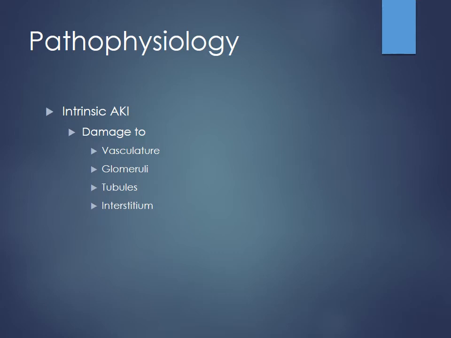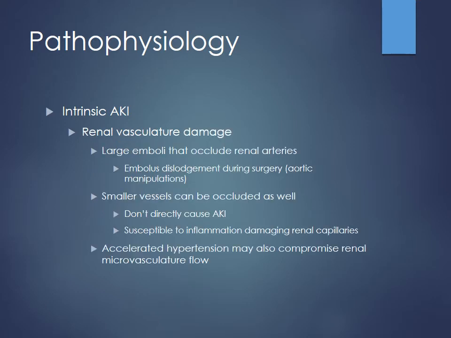So looking at intrinsic kidney injury, this is going to be damage either to the vasculature in the kidneys, the glomeruli, the tubules, or the interstitium. Usually things that you can see causes for this include things like embolus dislodgement, especially during surgery. That can be one possible cause. Smaller vessels can also be occluded as well. We can see some issues, especially with rapidly elevated blood pressure, which can affect the microvasculature. So any of these things blocking blood flow can lead to that kind of ischemic insult. That's one way we can have the vasculature being damaged with intrinsic AKI.